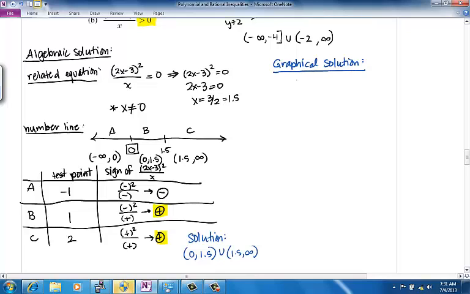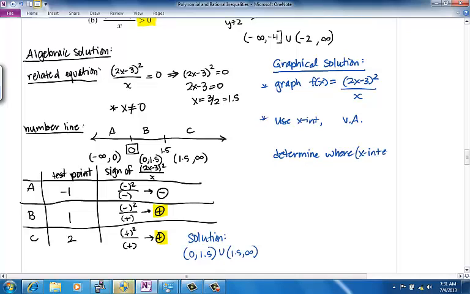We want to sketch the graph of f of x equals (2x minus 3) squared over x. And we'll use the x-intercepts and the vertical asymptotes to determine where, talking about x intervals, the graph is above the x-axis because we want it greater than 0.